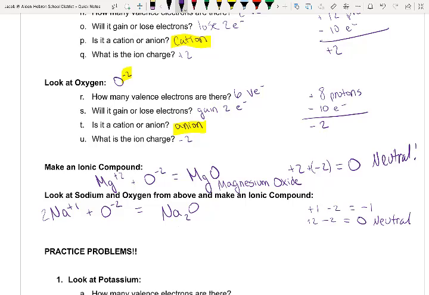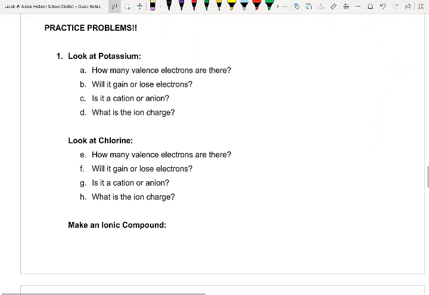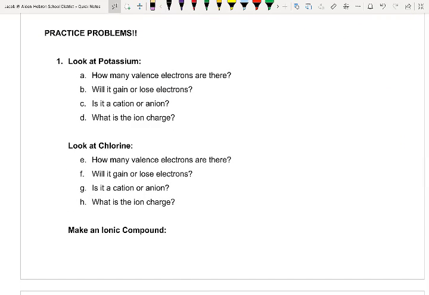Okay. So the practice problems, I'm going to scroll through. It's going to be doing the exact same thing that I just did above. I want you guys to work these out on a separate piece of paper or just in your notebook. And then you are able to go to Google Classroom. I have a Google Form that you can go in and put just the compound part into that section.